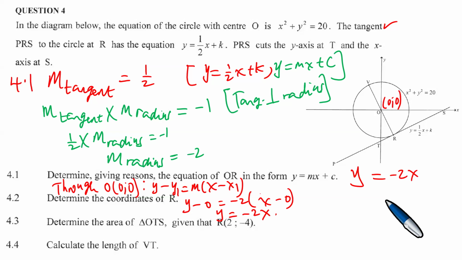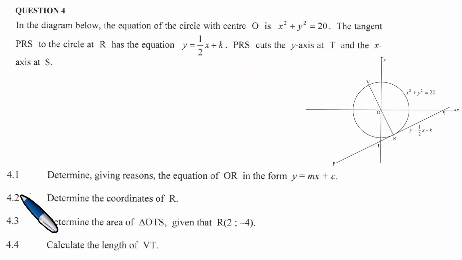Okay, so we continue. Now you want to find the coordinates of R. Who can find the coordinates of R? I'll give you one minute. Find the coordinates of R quickly. If we're doing 4.2, and you already know that the answer here is minus 2x, what are the coordinates of R?